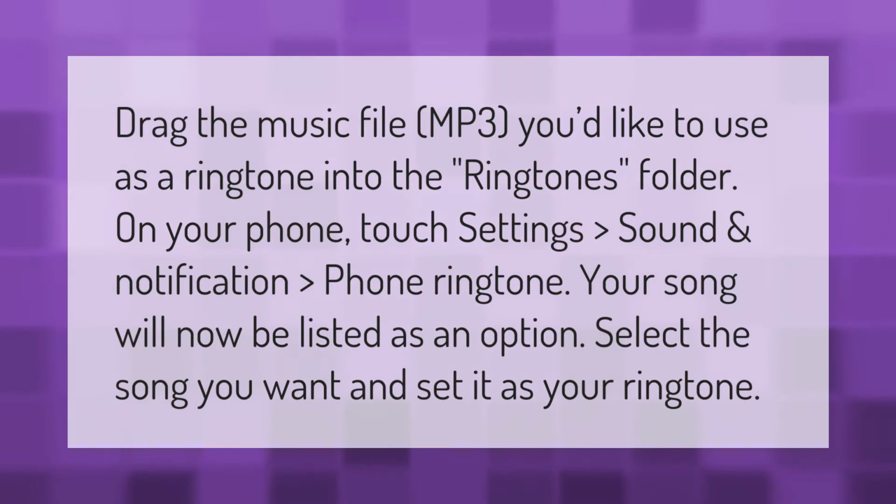Drag the music file MP3 you'd like to use as a ringtone into the Ringtones folder. On your phone, touch Settings, Sound and Notification greater than Phone Ringtone. Your song will now be listed as an option. Select the song you want and set it as your ringtone.